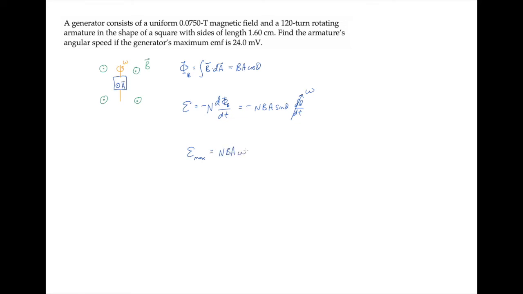We can solve this for the angular speed omega. It equals the maximum EMF divided by the number of turns times the magnetic field magnitude times the loop area A. When you substitute values and calculate, you find that it equals 10.4 radians per second.